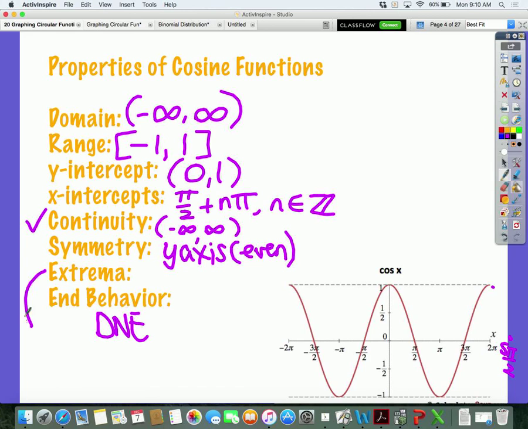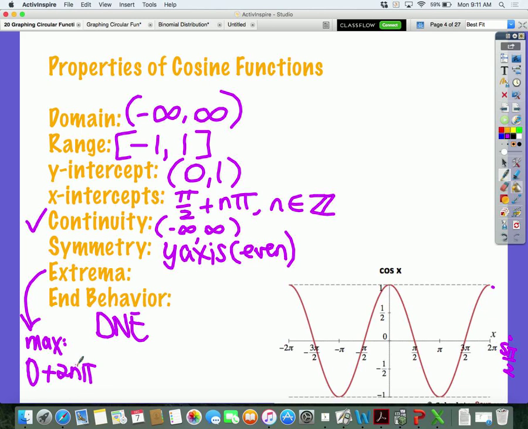And my extrema: the max, I got a max at 0, 1, and where else? 2 pi. And where else? Negative 2 pi. And using a little bit of inductive reasoning, where will my next max occur? 4 pi and negative 4 pi. So it's the same thing as the other one. It's every 2 pi.